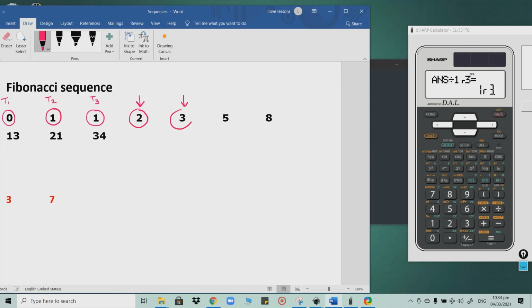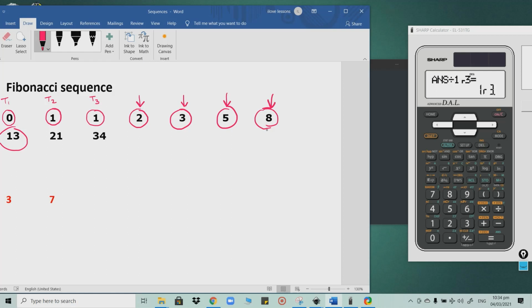Let me just do it a couple more times. To find this number, you add the 2 numbers before. 3 plus 2 is 5. And to get this number, you add the 2 numbers before. 5 plus 3 is 8. And to get 13, you add the 2 numbers before. 5 plus 8 is 13.